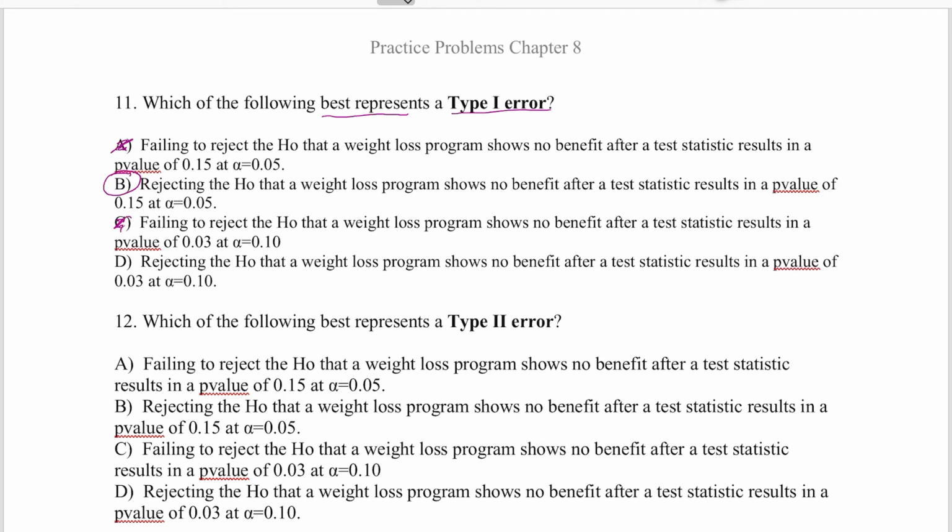Same thing for number 12. We're looking at what best represents a type 2 error, which is when we fail to reject a null hypothesis even though we shouldn't have. Once again, we can take out B and D. If you look at C, we failed to reject the null hypothesis in the weight loss program that had a p-value of 0.03 and alpha level of 0.1. Our p-value is less than alpha, so we should have rejected. That best represents a type 2 error, because we should have rejected based on the data we collected.